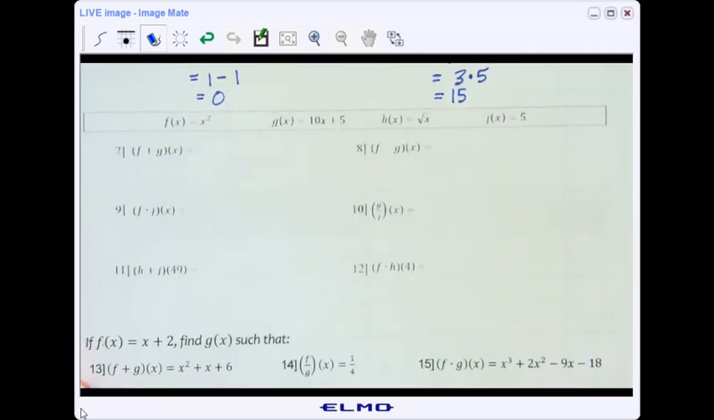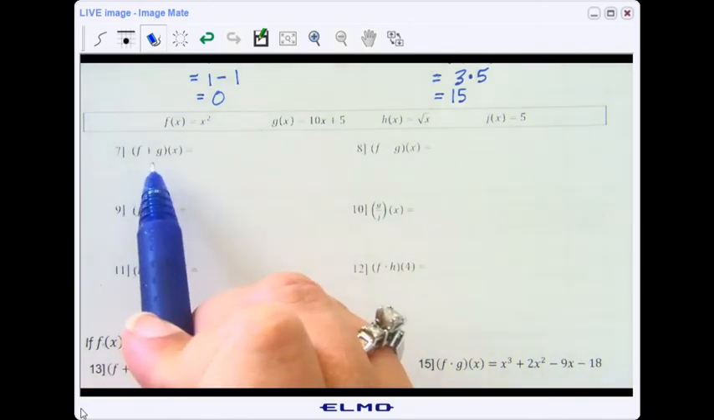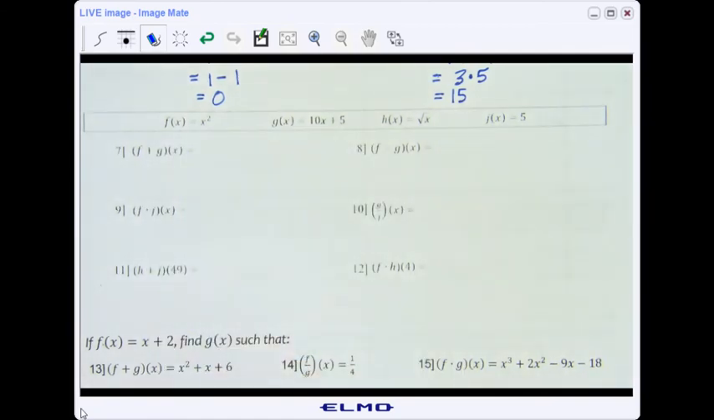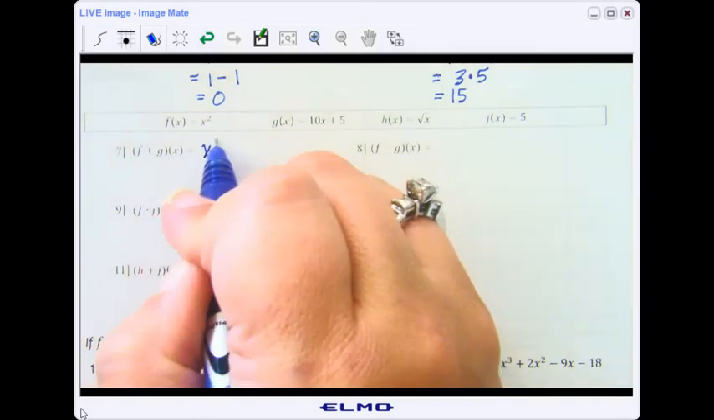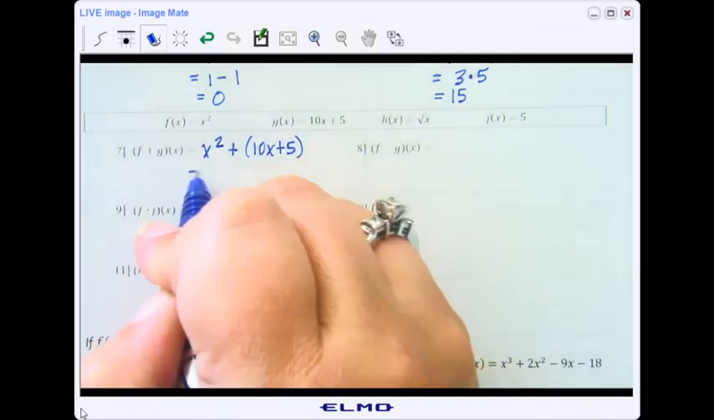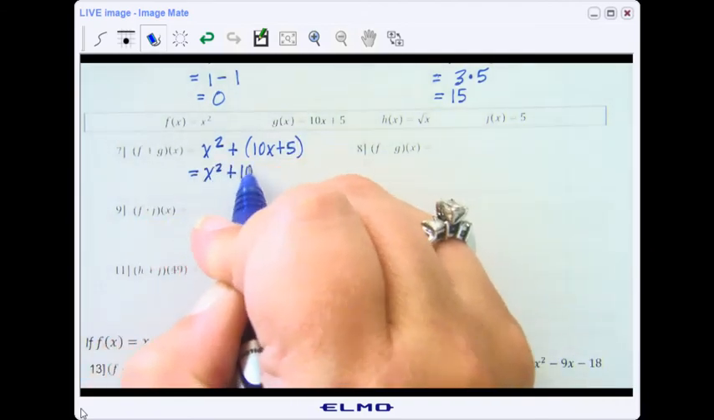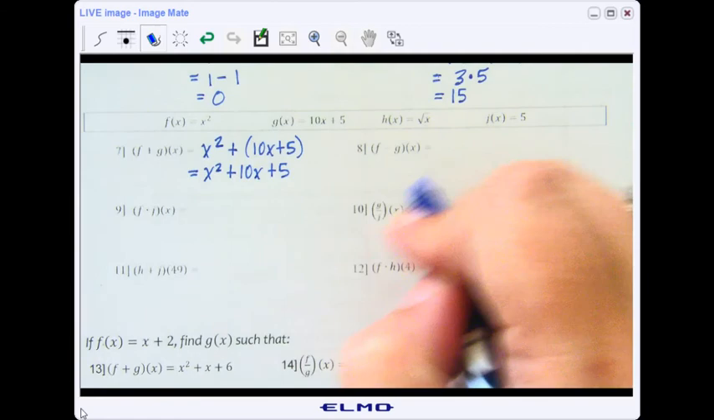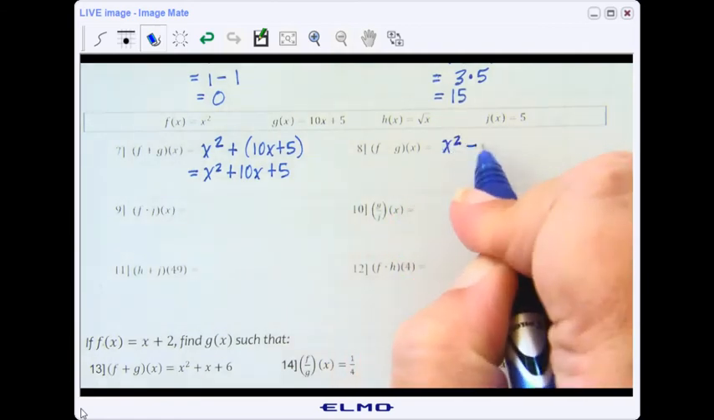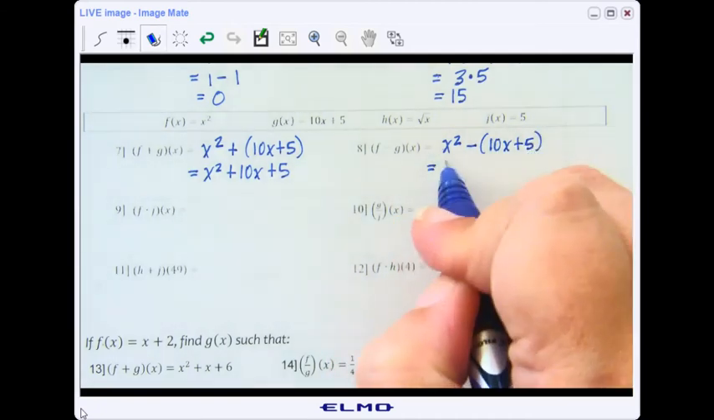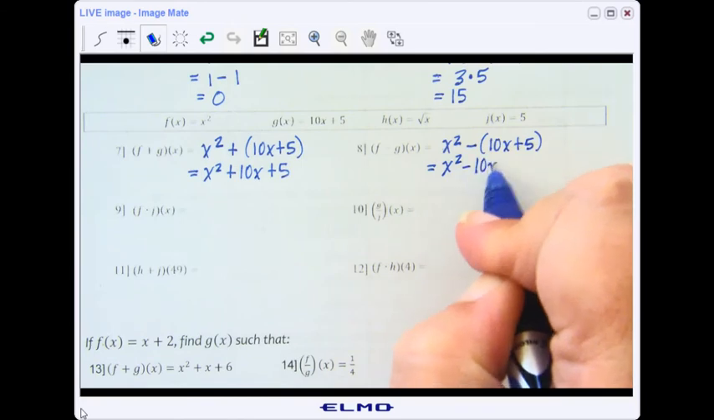In the next set of examples, you're doing the same thing. We're finding f plus g of x, but we're given 4 new functions, f, g, h, and j. So I'm going to add x squared plus 10x plus 5, and if I can combine like terms, then I do. And number 8, I have x squared minus 10x plus 5. So I have to remember to distribute that negative. So this is x squared minus 10x minus 5.